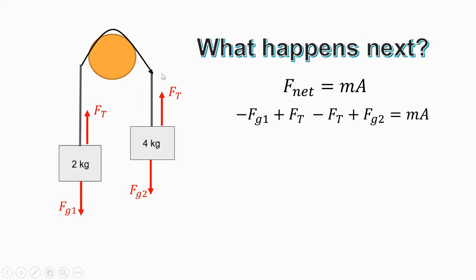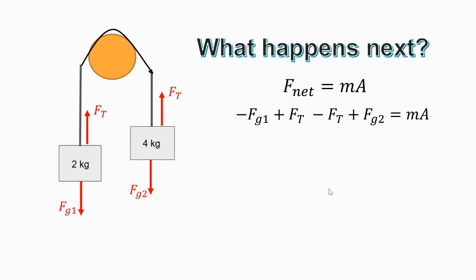Now the tension force on the 4 kilogram box on the other side is pulling the 4 kilogram box up. So if you imagine if you took your hand and grabbed the rope right above the 4 kilogram box and yanked it up, you would cause the 2 kilogram box to go down. So this would be a negative force. It's in the negative direction. Finally, the force of gravity on the 4 kilogram box, Fg2, is a positive force as it's causing the right side to go down.